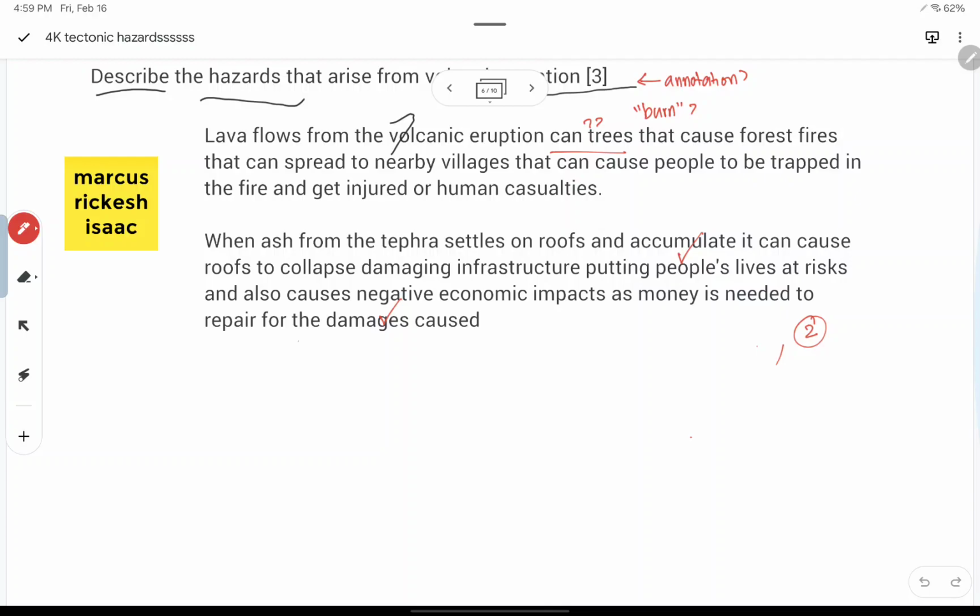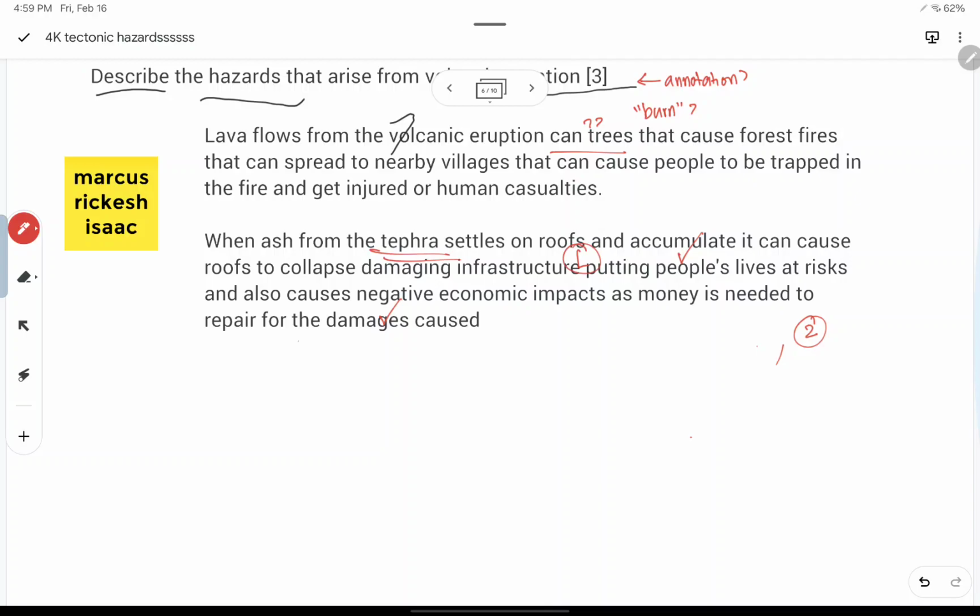Okay, question number 6. Describe the hazards that arise. So you can see here again, describe the hazards. When it comes to talking about tephra, you don't need to tell me what tephra is made of. You don't need to tell me why the tephra comes about, because the command word here is describe. You don't need to explain in detail the E, but for sure I need to know why it is a hazard. So the L. So it will accumulate, cause the roof to collapse and so on.